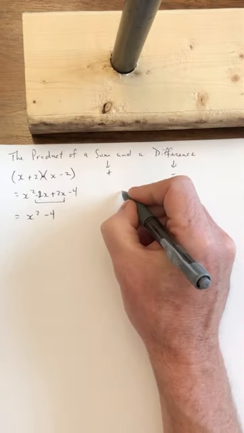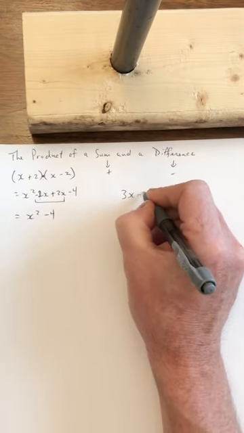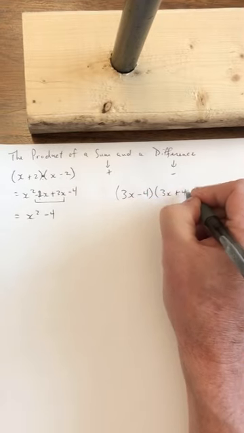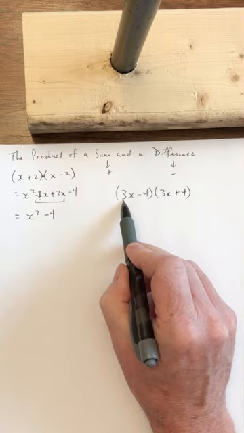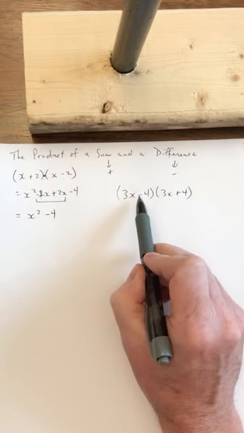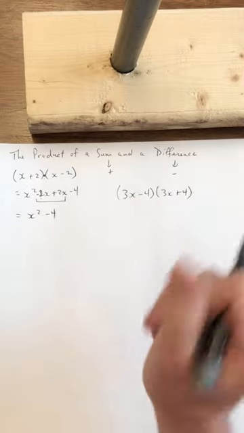And if we do another example here, 3x minus 4 and 3x plus 4. So you notice the first terms are the same, the second terms are the same. Same thing over here. Just we have a sum and a difference. Doesn't matter which order they're in.